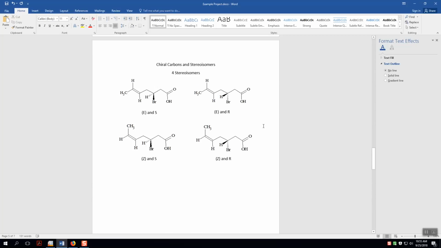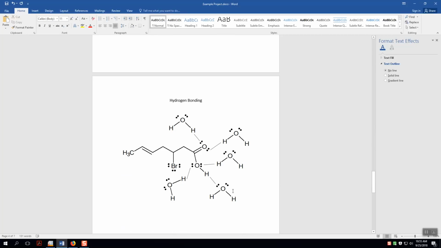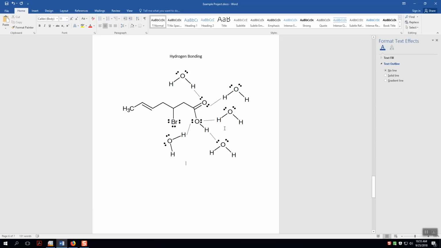As I scroll back through here, you can see we did the chiral carbons and the stereoisomers. We found that there would be 4 stereoisomers, E and Z accounting for 2 of them, and R and S accounting for the other 2, for a total of 4. So we have ES, ER, ZS, and ZR. Next, we did the hydrogen bonding. You'll recall that I made the hydrogen bonds in Microsoft Word for the very simple reason that after 45 minutes of trying, I couldn't figure out how to make a dashed line in ChemSketch. So I used Word, saved myself a headache.